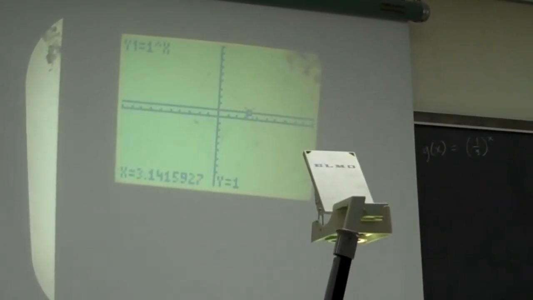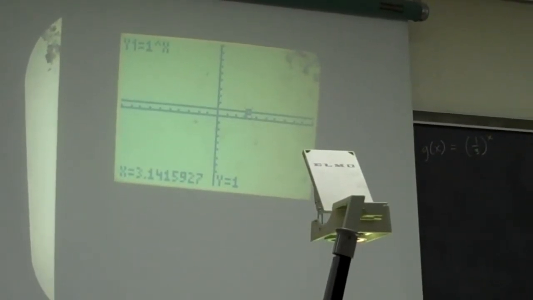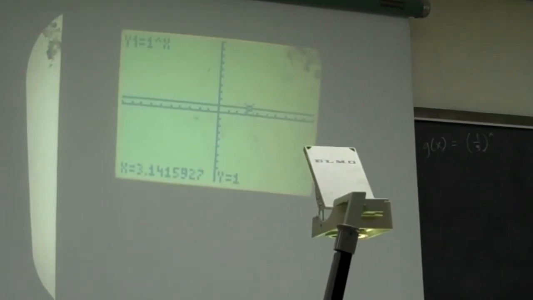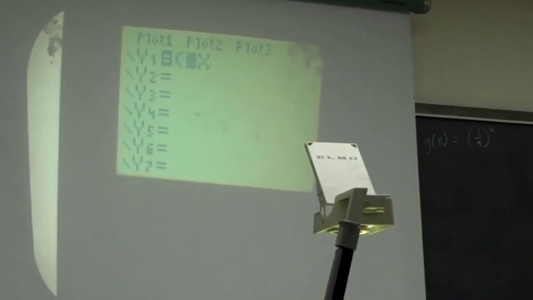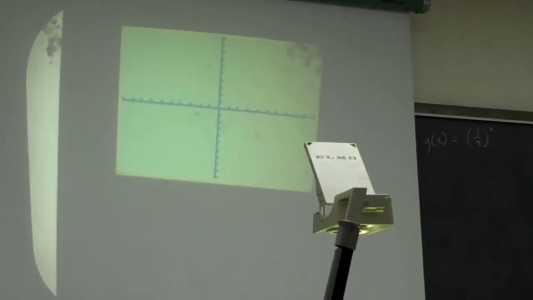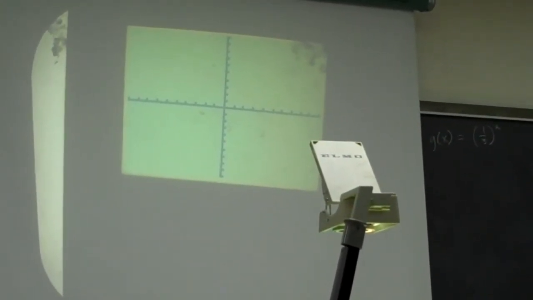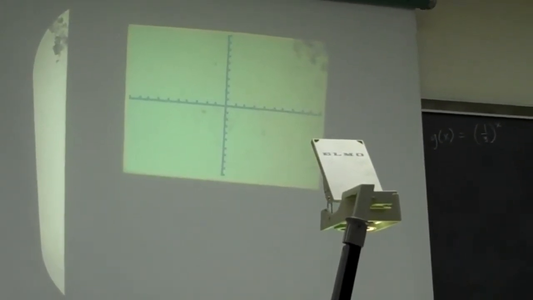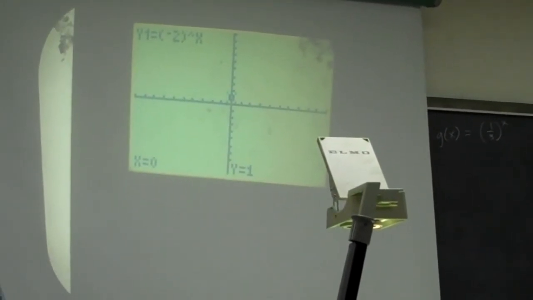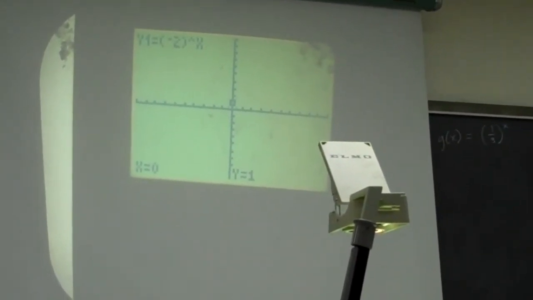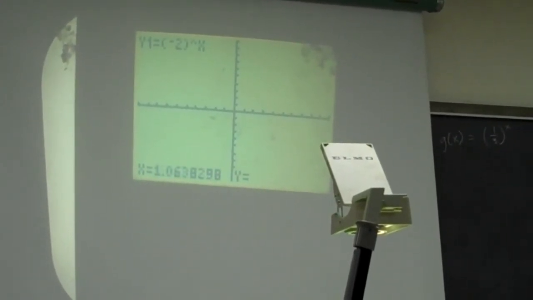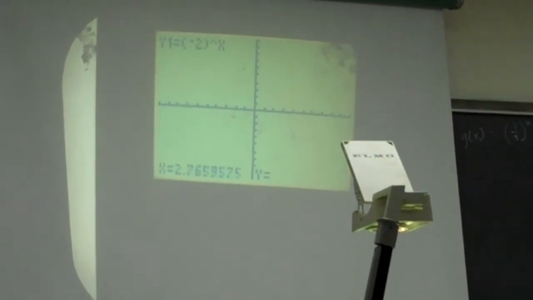What about negative? Why can't it be negative? The exponent? The base. Parentheses, negative 2 raised to the x power. Check this out. Is there a graph there? If I do trace, well, there's a point. Right? But if I move there, no, those aren't points. Are there any other points?